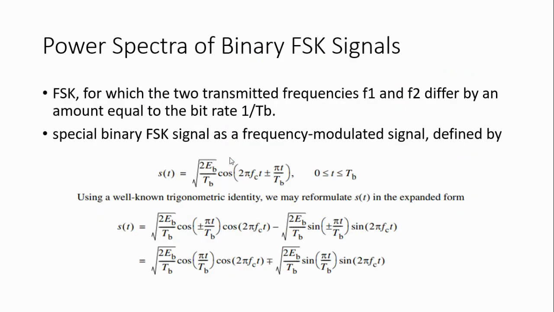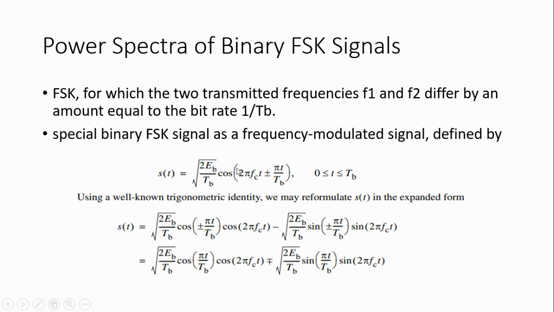Power spectrum of binary FSK signal. FSK signal has two frequencies f1 and f2. These two frequencies differ by an amount equal to the bit rate. Here s(t) is equal to √(2Eb/Tb) cos(2πfc t ± πt/Tb).